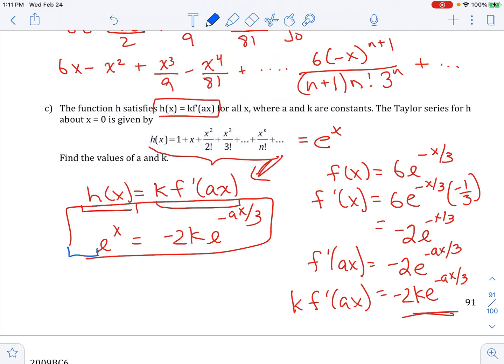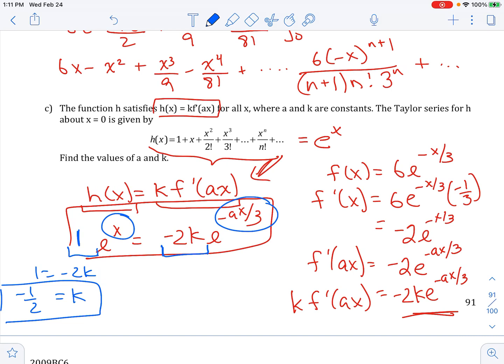Okay, first of all, let's start with the k. The number in front of e to the x here is 1, so 1 has to be equal to negative 2k. So the only way that can happen is k is negative 1/2. And then here, the exponents have to match up because I need them to be equal. So the coefficient in front of the x there is also 1. The coefficient in front of this one is negative a over 3. So that means really a is negative 3.